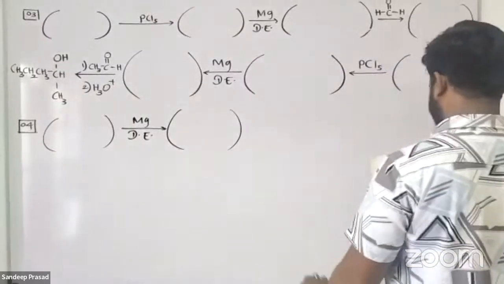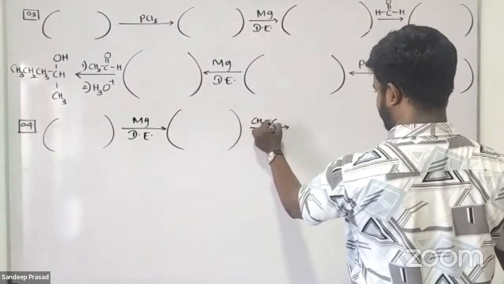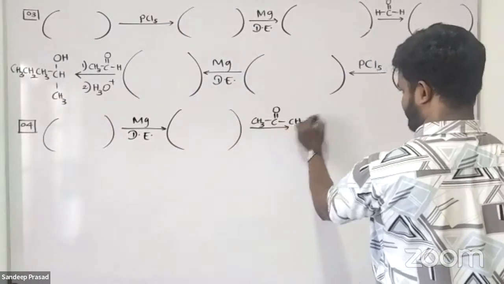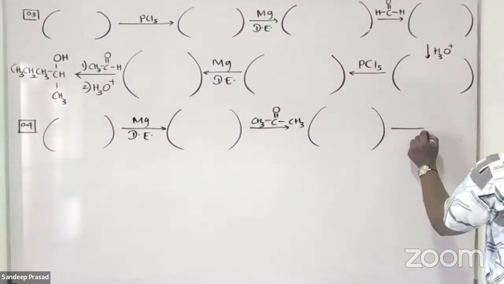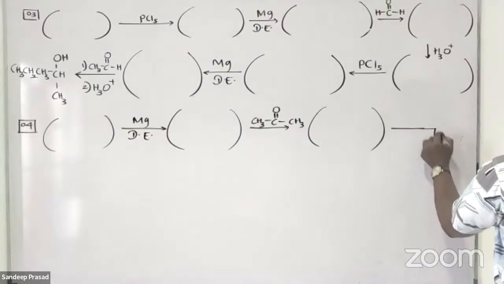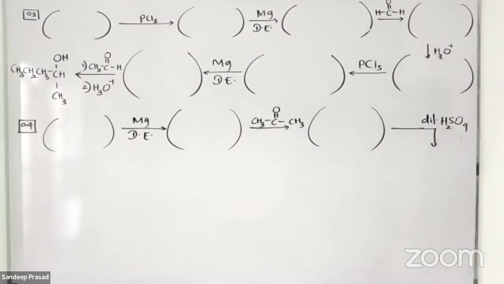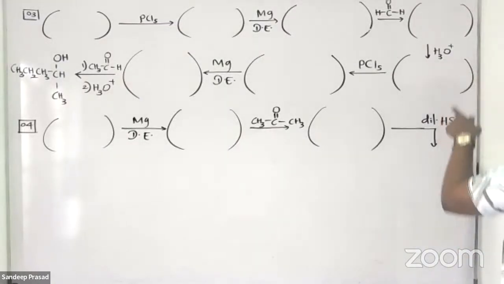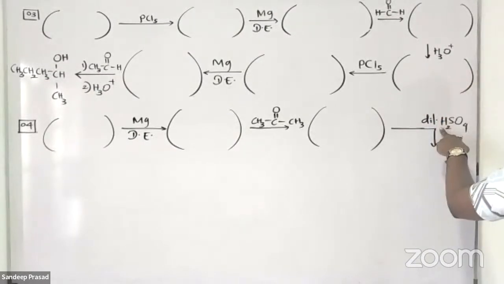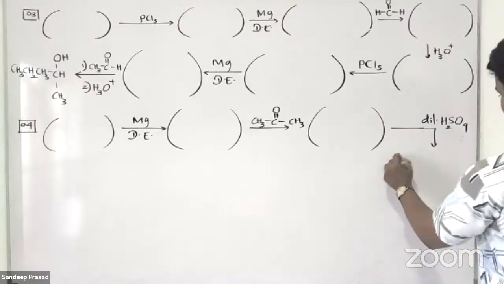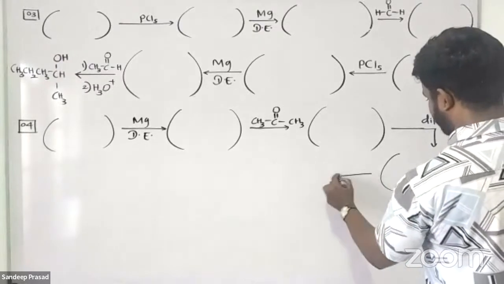We have added magnesium, dry ether for the first one, and then acetone, CH3, C double bond O, CH3, is added. Acetone. And next, diluted sulfuric acid. Remember, students, if H3O+ is not given in the examination paper, sometimes they might give water, sometimes they might give diluted acid. So instead of H3O+, we can use diluted sulfuric acid, it doesn't matter, in case they haven't given H3O+. Remember those things, very important.